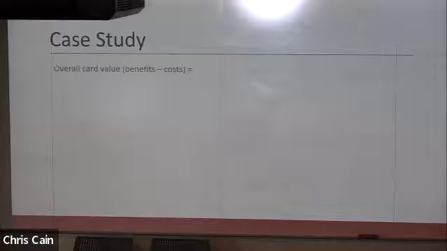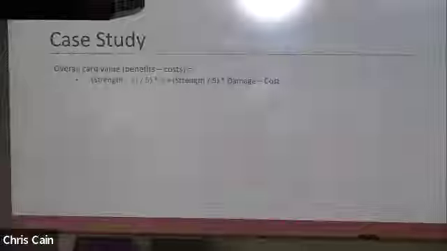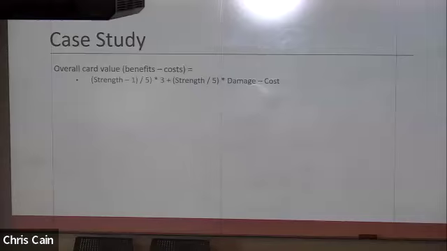So if we are going to have benefits minus costs, then we can start to plug some things in. We have our strength -1 over 5 times 3 plus strength over 5 times damage minus cost. That's basically, we've calculated the benefits. The benefits portion of this are the damage that our card will deal and the damage that our card will prevent by eliminating the opponent's card based on the chance that it will do that. And we had the cost as well, because that was just the cost of playing the card.